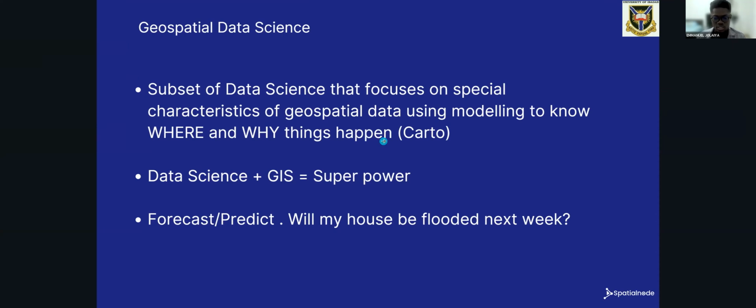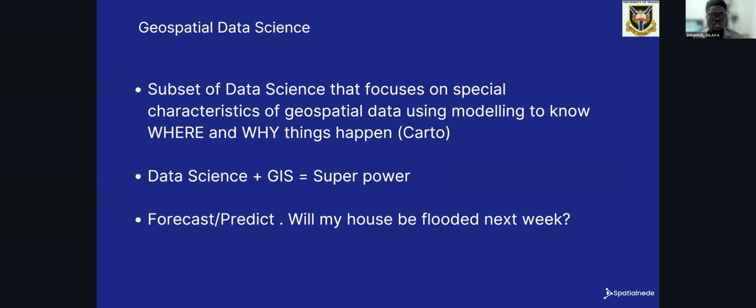I got this from CARTO. CARTO is a leading company that advocates for geospatial data science. They do a lot of geospatial data science in business, improving business operations. So you don't just know how things happen, because with data science you can answer questions of what happened, and even answer questions of why our company revenue is increasing or decreasing in X months. You can answer those kinds of questions with normal data science.